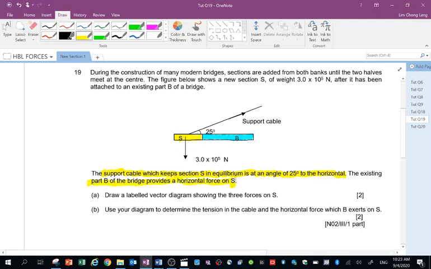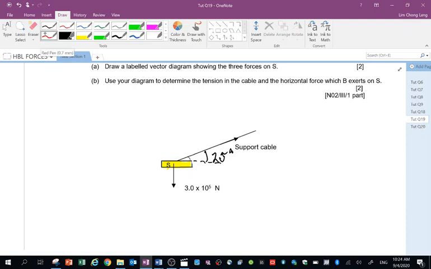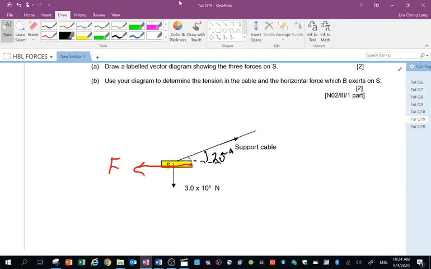So our focus is on the section S, and therefore now I will take away the irrelevant part. So I've isolated S from the earlier diagram. So I have to write the three forces acting on the bridge. There is a horizontal force which acts from the bridge onto section S. So I call this force F, and then the weight is W, right?